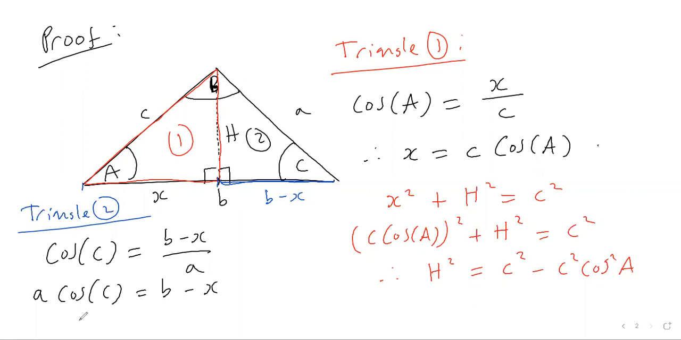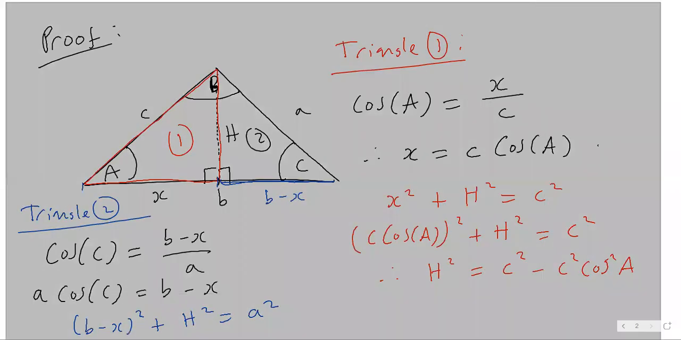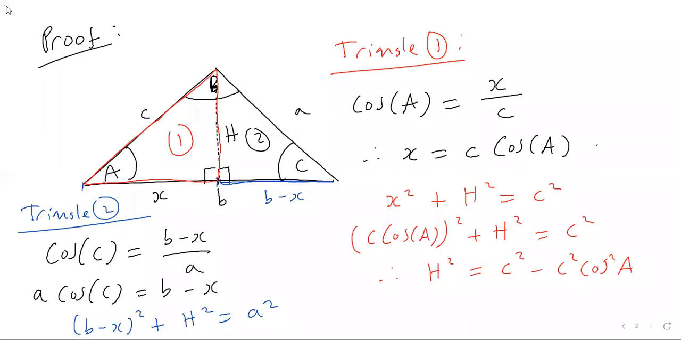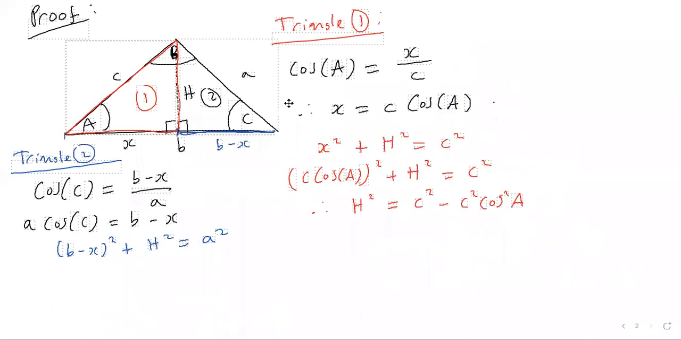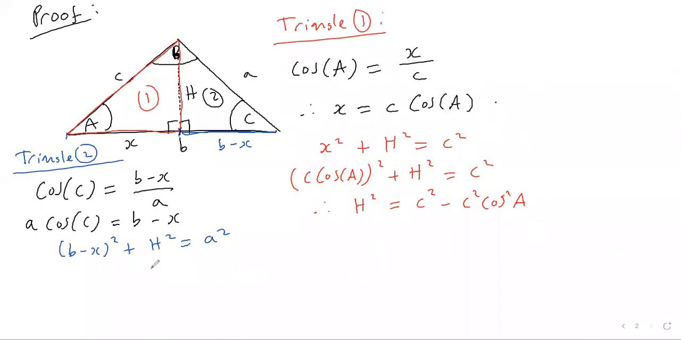So Pythagoras tells us that (b minus x) squared plus h squared is equal to the hypotenuse a squared. So we get that. Again, I'm just going to make the writing smaller. There we go, and we'll move it up like that. So we've got h squared.